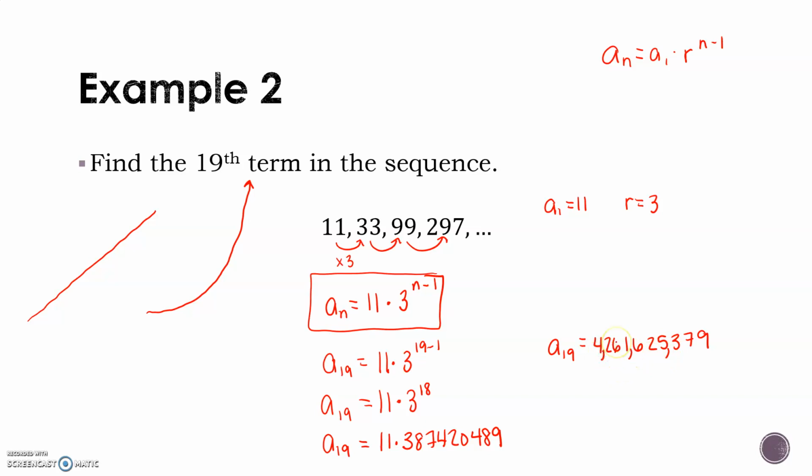So 4,261,625,379. The commas do help to just kind of make sure you've got all your numbers. So that's how we would do that. Let's look at another one.